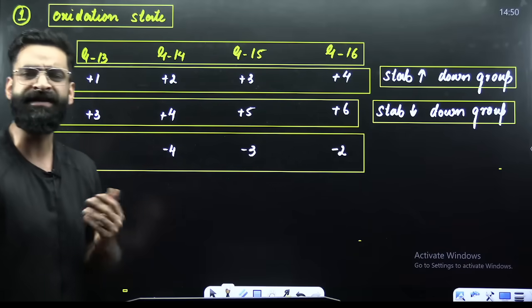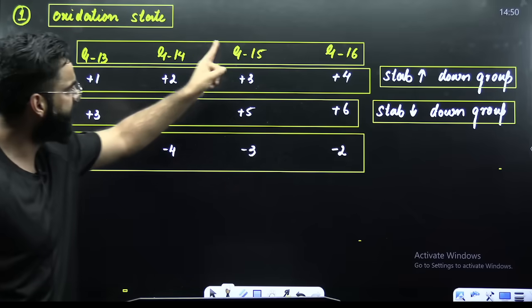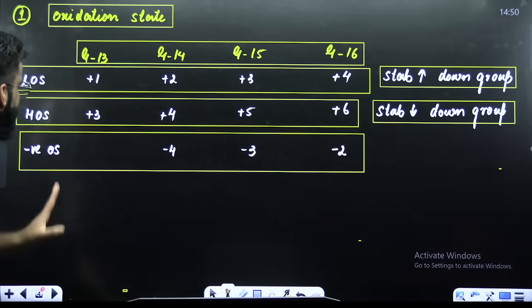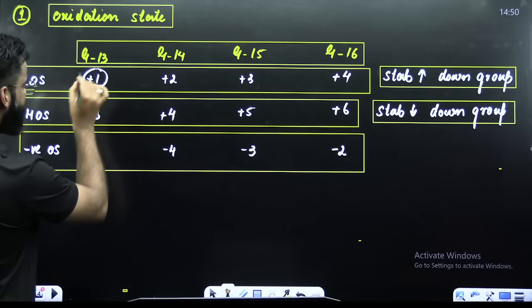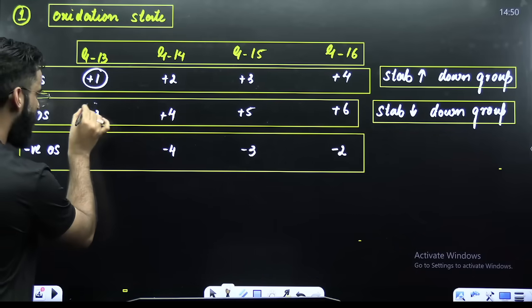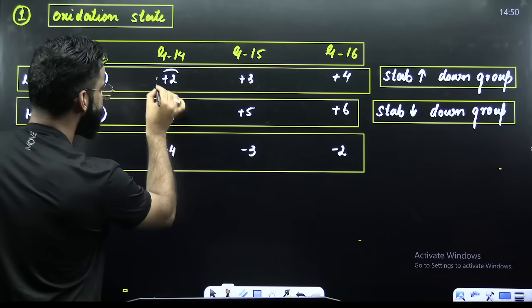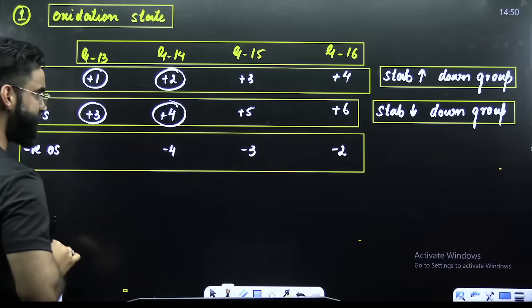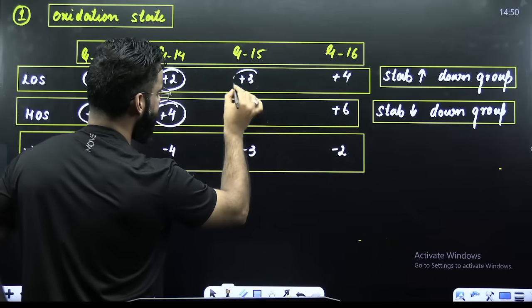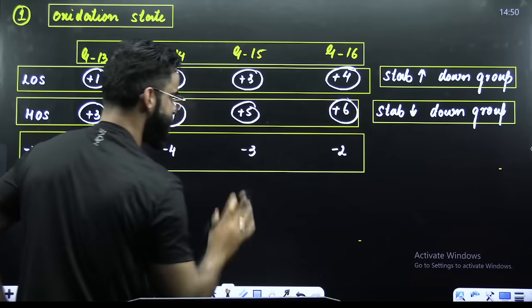Talking about the trends in oxidation state. My dear students, group 13, group 14, group 15, group 16. What you have to remember? When I talk about the group 13 element, the lowest oxidation state shown by group 13 is +1. The highest oxidation state shown by group 13 is +3. Similarly, lowest oxidation state shown by group 14 is +2. Highest oxidation state shown by group 14 is +4. Similarly, group 15, lowest +3, highest +5. Lowest +4, highest +6, right?